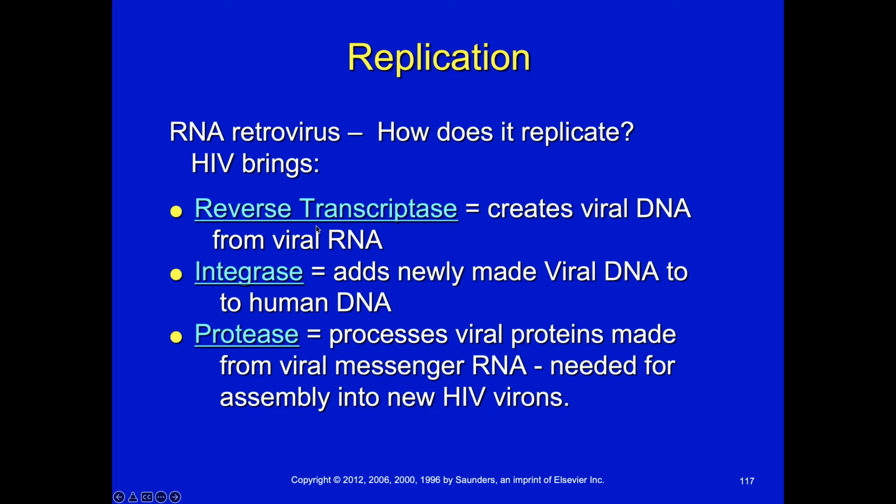So you have reverse transcriptase. This is what creates that viral DNA from the viral RNA. You have integrase. This allows the adding of the viral DNA into the human DNA. And then finally, you have proteases, enzymes that process the viral proteins so that the enzymes it needs to take with it to its next cell are made, along with the capsule, the spikes, and everything else, so that it can infect other cells.